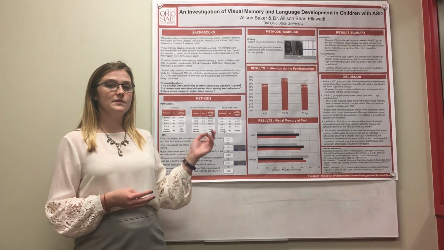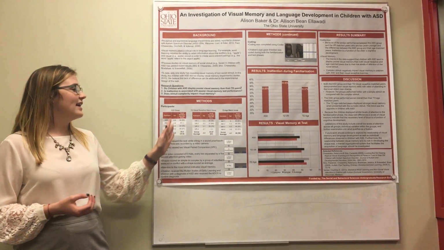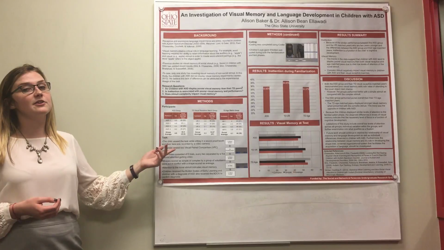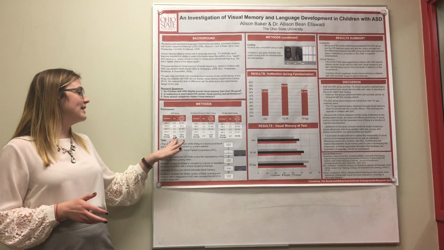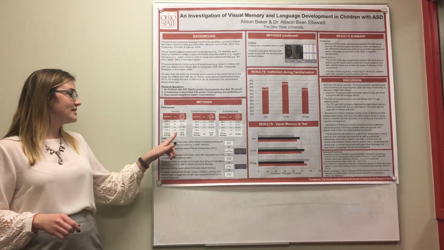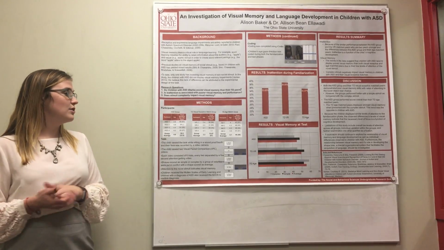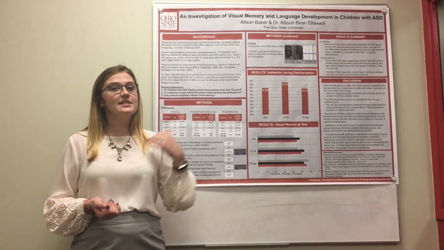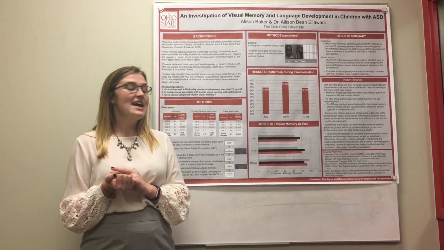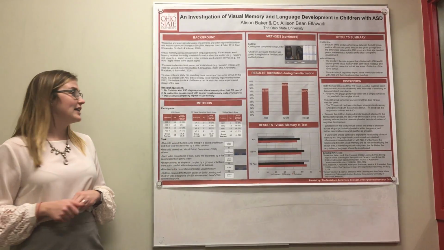To date, we've had 12 children participate in the study, divided into three groups. The first being the group of children with autism, with a mean age of 4 years, 6 months, and a visual receptive raw score of 35.5. This score is intended to serve as a representation of nonverbal IQ.